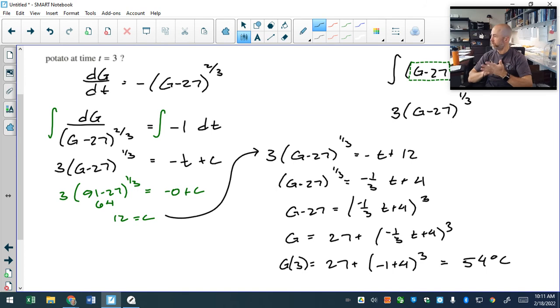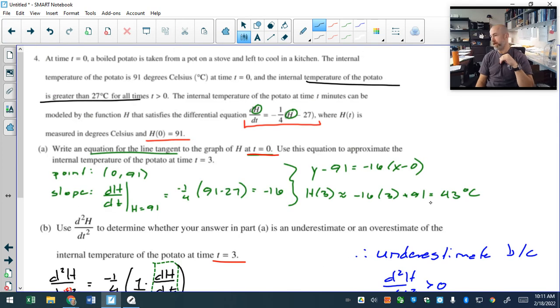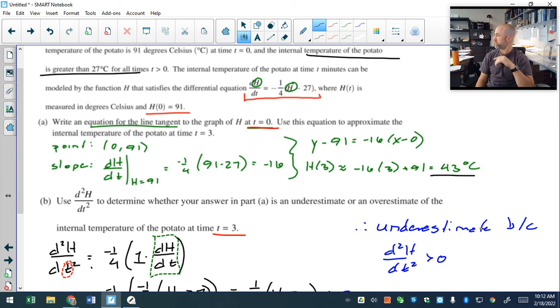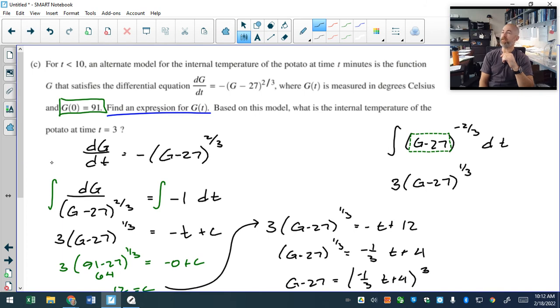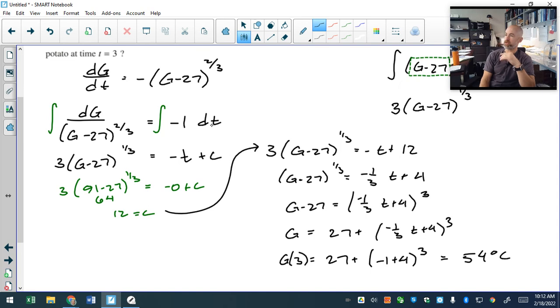And the only reason I want to do that is because this problem, we've now answered 3 questions regarding the temperature of the potato, and I realized that part C was a different model. It's not the exact same model we used for A and B. However, in part A, we estimated the temperature of the potato to be 43 degrees. In part B, we established that 43 is an underestimate, so the temperature is actually above 43, right? In part C, we found the actual temperature, not an estimation. And so the reason I wanted to simplify is I wanted to see if my answer for part C was consistent with what we established in parts A and B.